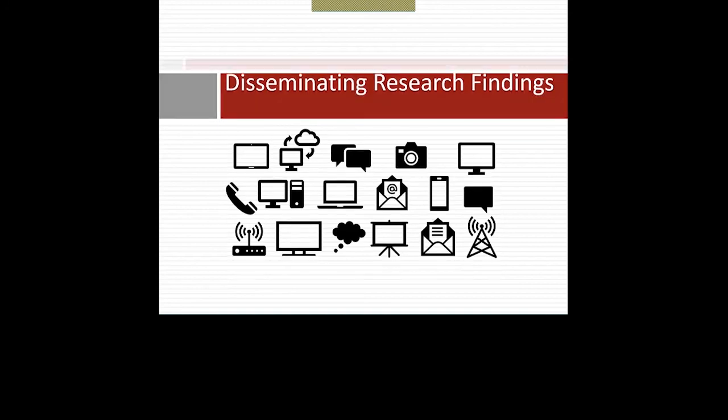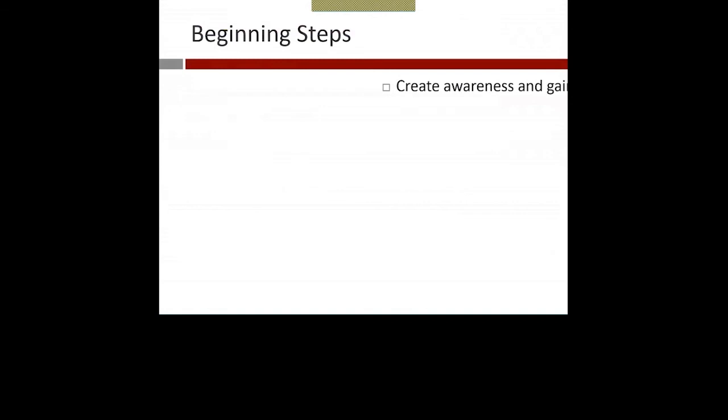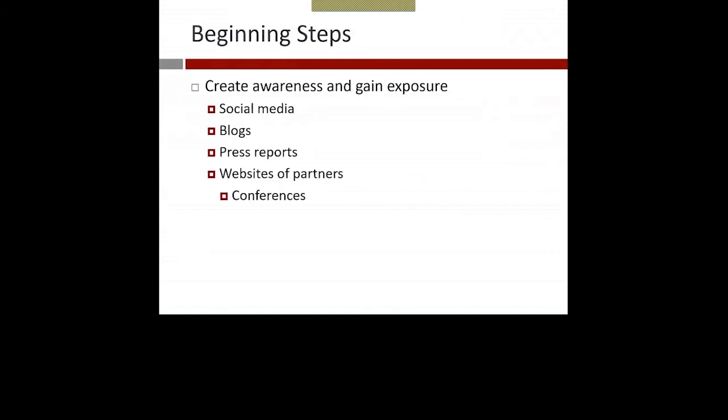And so some beginning steps you might want to take would be to create awareness and gain exposure. So this might mean creating awareness around your organization and getting people aware that you are out there and what you focus on. And you can do that on social media. You could start a blog. Maybe you already have a blog. Of course, you could do press reports if you know the media and if that's appropriate. You could have websites of partners. Obviously, you could have your own website as well, but partners can reach a broader audience that you might reach on your own. And then, of course, conferences. I know someone mentioned in the chat earlier that they use this as a way to disseminate information.